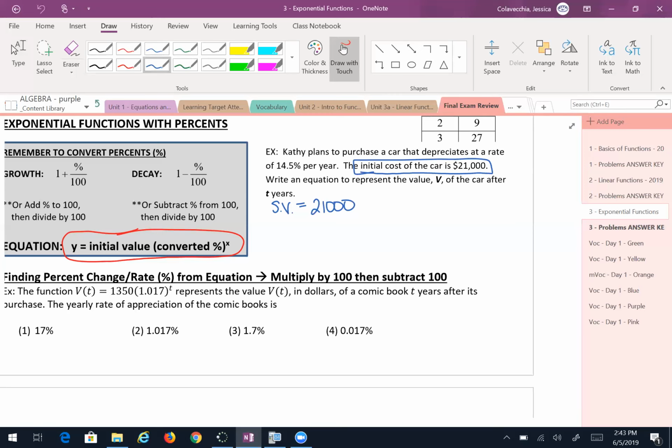All right. And is this going to be 14.5% growth or 14.5% decay? Decay, and what word told us that? Good, depreciates. Okay, that means decay.